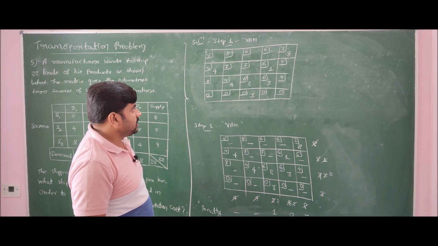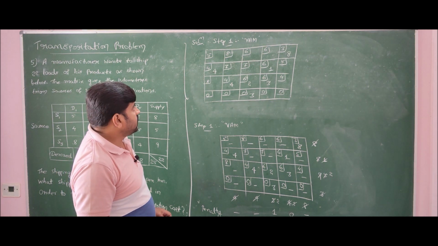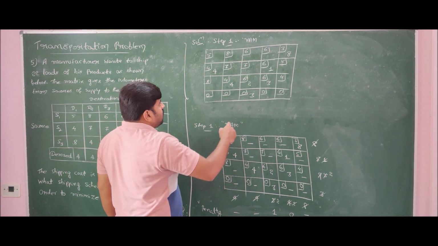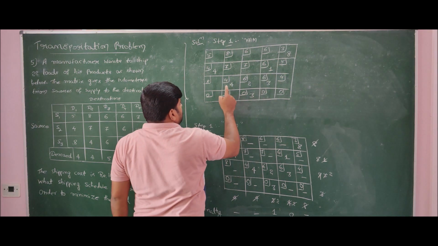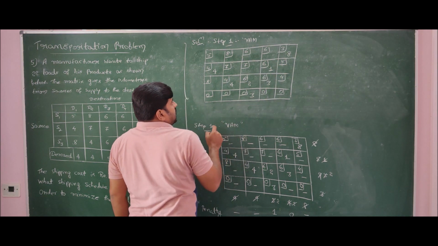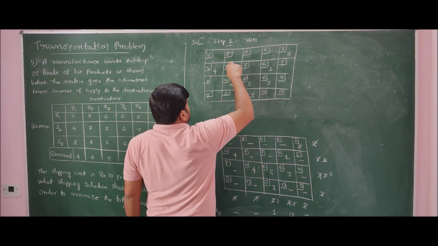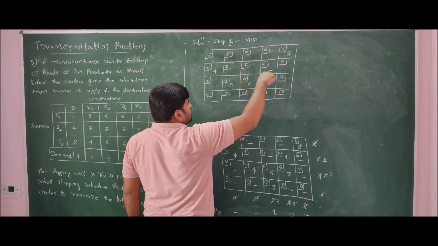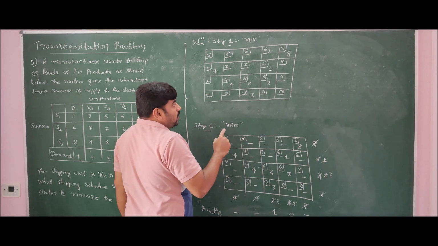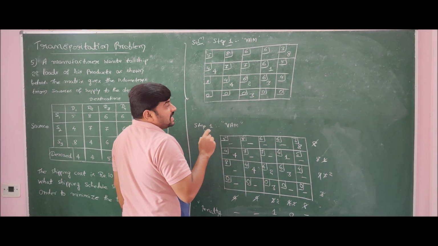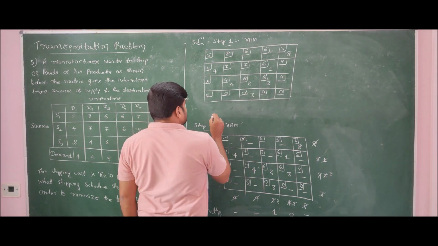I want to go for step 2 and check for optimality, and also if I cross verify, we have the number of allocations as 1, 2, 3, 4, 5, 6 and 7, whereas the m plus n minus 1, that is, we have 4 rows and 5 columns, that is 9 minus 1 is 8. Since allocation is not equal to the requirement, it is a degenerate basic feasible solution.